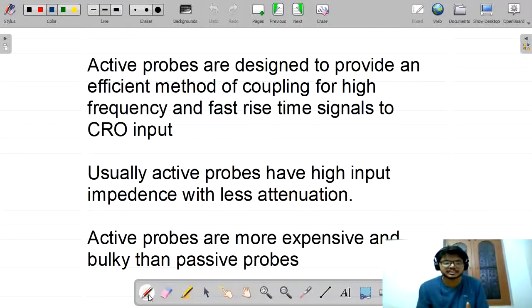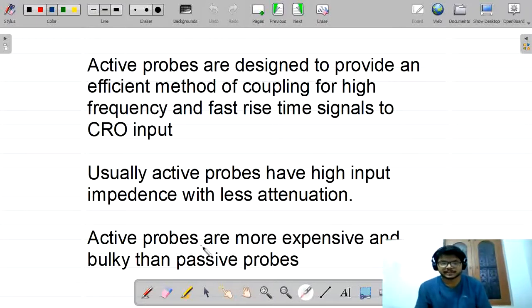And the second one which we have said right now, usually active probes have very high input impedance with less attenuation. This is very important. Our input signal must face very little attenuation while traveling into the CRO. So our active probes are capable of providing very little attenuation. Active probes are more expensive and bulky than passive probes. Why? Because active probes use active components like BJT, FET, diodes, etc.